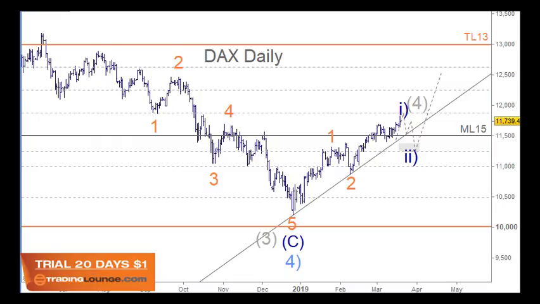Welcome to Trading Lounge for the European indices for the 20th of March, and starting with the DAX here on the daily chart. We're looking at this low here either as 5C or 4 here with wave 4 here. That means we'll just continue higher up through here.